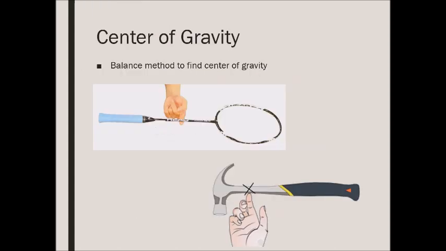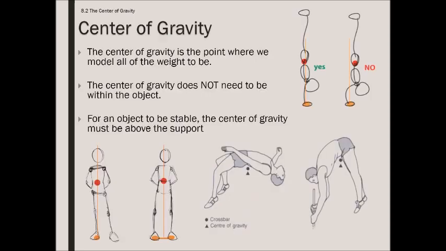So here's an example of balancing oddly shaped objects. If we take a racket or a hammer and try to balance it, the center of gravity is going to be generally in the center, which is not necessarily at half the length, depending on if the object is homogeneous or irregularly shaped. The center of gravity is where we model all the weight to be, where that force of gravity acts. We pick just one point in the entire object where all that weight will be.